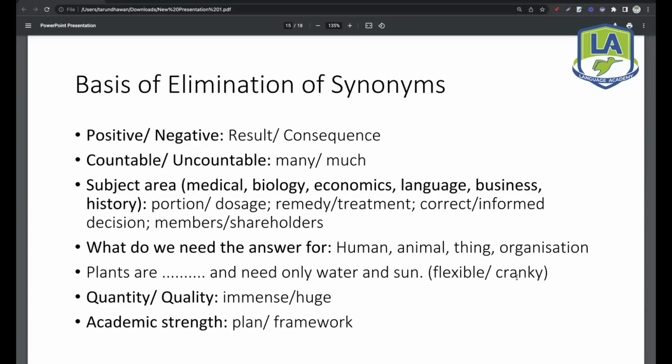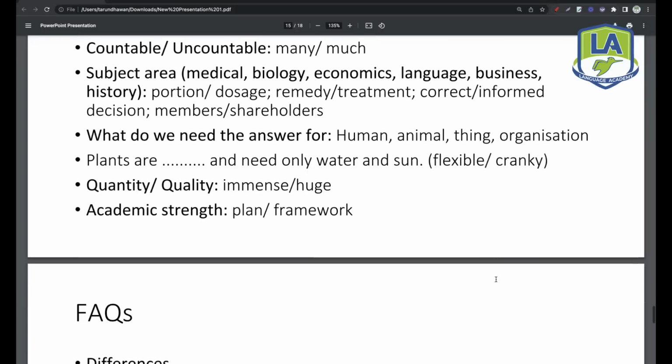This simply means vocabulary. There may be two words which mean exactly the same. So what basically is academic strength? What makes a word academically stronger than the other word? If that word is more used in verbal English language, that's a less academically strong word. But if a word is used more in written English language, books, novels, articles, journals, writing pieces, that's a more academic word. So plan or framework, plan is a general word, framework is more academic, it means the same.